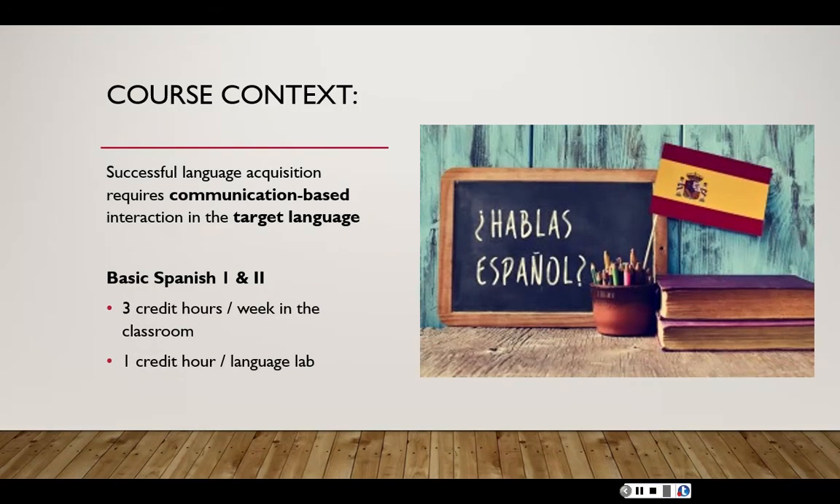So here's a little bit about this context. For our classes at most universities, and definitely down the road at Temple, our foreign language classes are taught entirely in the target language. In Spanish 1, day 1, every single word they hear is in Spanish.